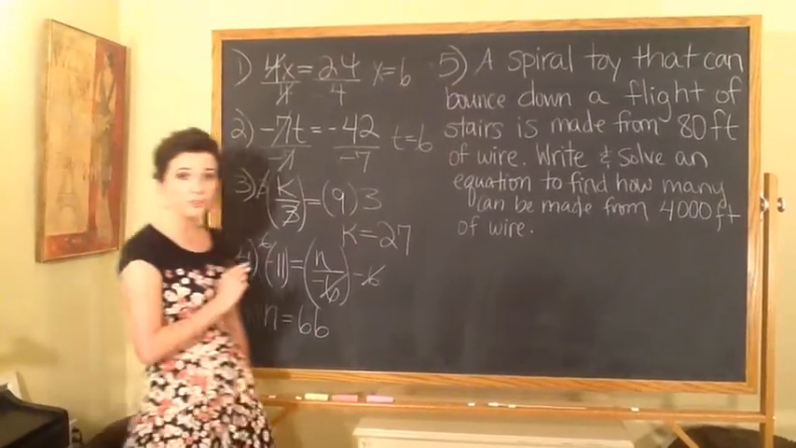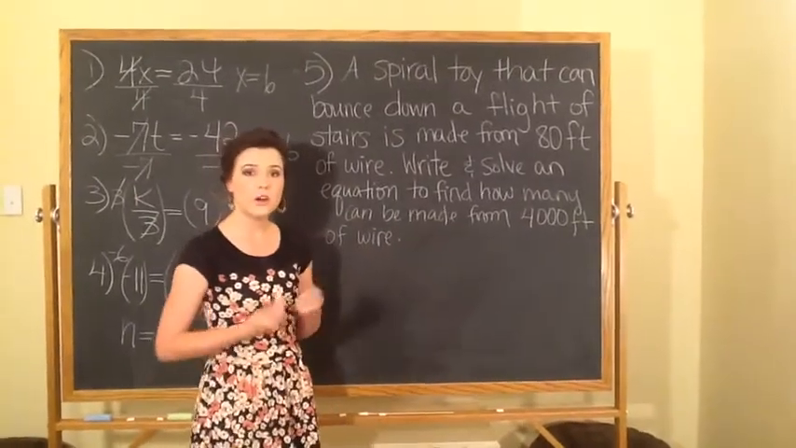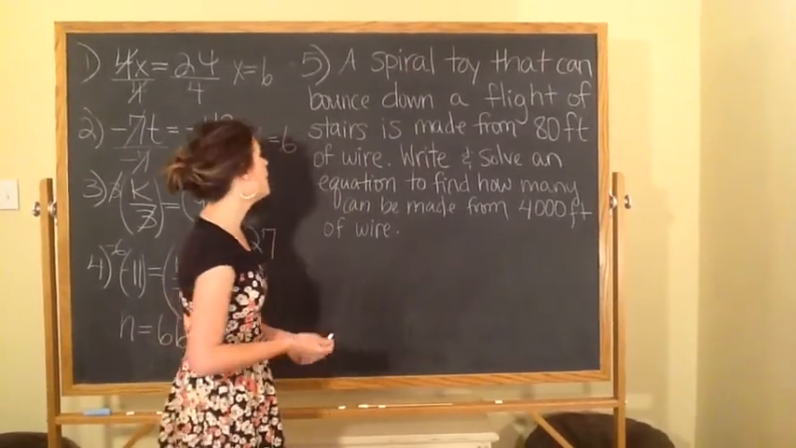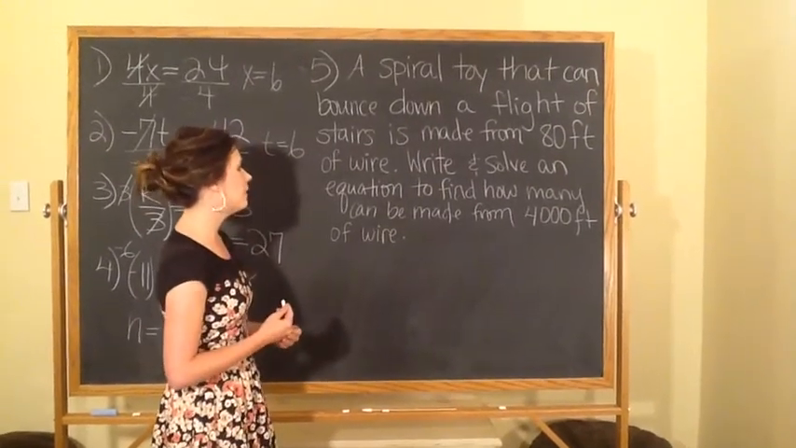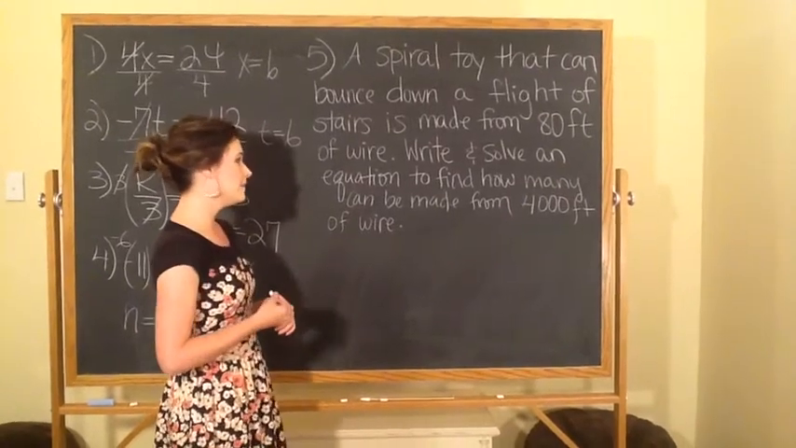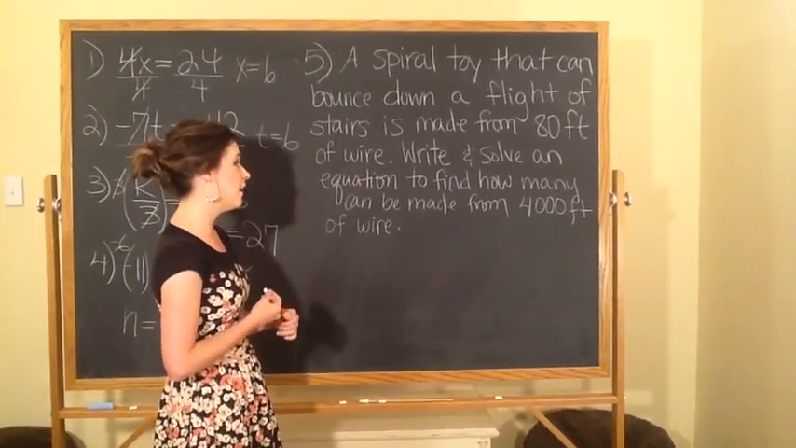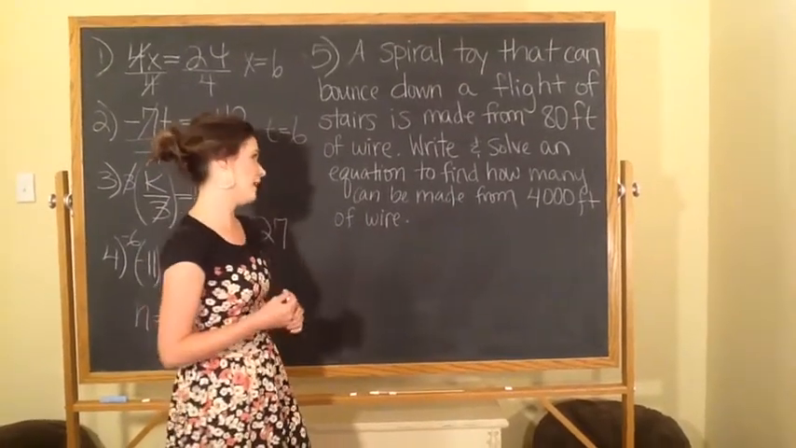Alright, let's go ahead and do a word problem real quick. So we're going to have to read the problem, come up with our own equation, and then solve it. Okay, it says a spiral toy that can bounce down a flight of stairs is made out of 80 feet of wire. Write and solve an equation to find how many can be made from 4,000 feet of wire.